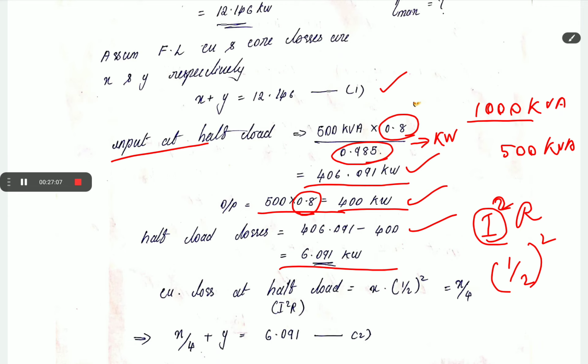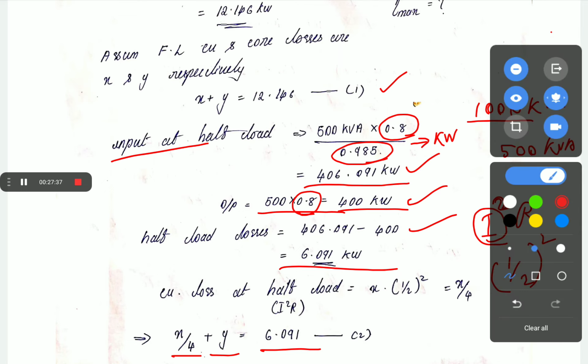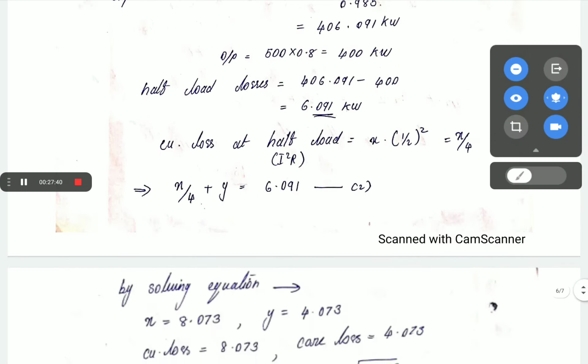So you have to substitute the copper loss on half load as x/4. So let us assume x is the copper loss. So you substitute it as x/4 plus y is equal to 6.091. ഇങ്ങനെ എടുക്കാം. Okay. കോപ്പർ ലോസ് വേരിയബിൾ ലോസ് ആണ്. വേരിയബിൾ ലോസ് എന്ന് പറയുന്നത് I സ്ക്വയർ ആർ ലോസിൽ വേരിയബിൾ കമ്പോണന്റ് എന്ന് പറയുന്നത് I ആണ്. സോ ഒരു സ്ക്വയർ വാല്യൂ ആയതുകൊണ്ട് I ഹാഫ് ആവുമ്പോൾ 1/4 ടൈംസ് 1/2 സ്ക്വയർ, അതായത് 1/4 ടൈംസ് അത് റെഡ്യൂസ് ചെയ്യും. x/4 plus y is equal to 6.091. That is the second equation.